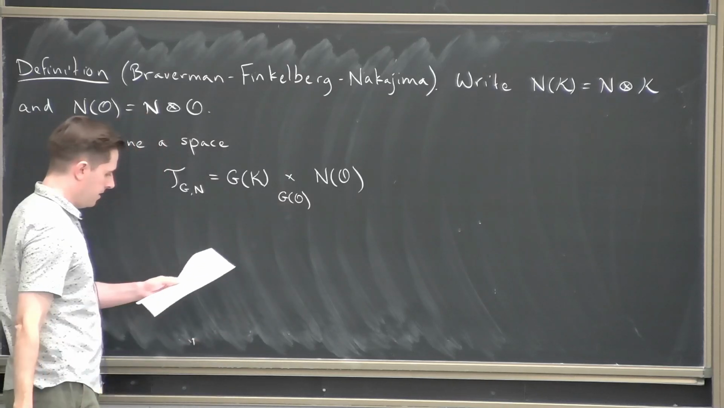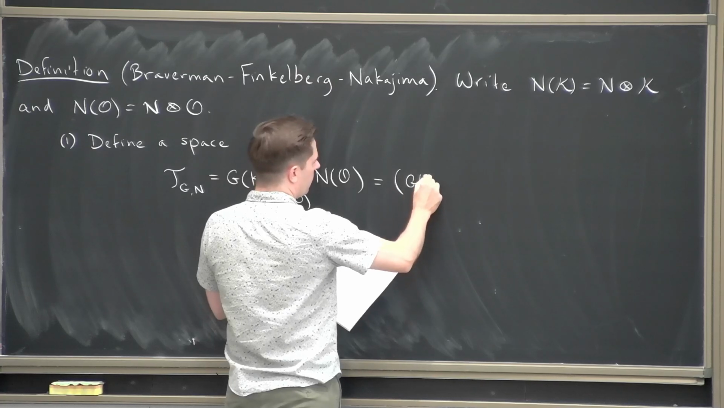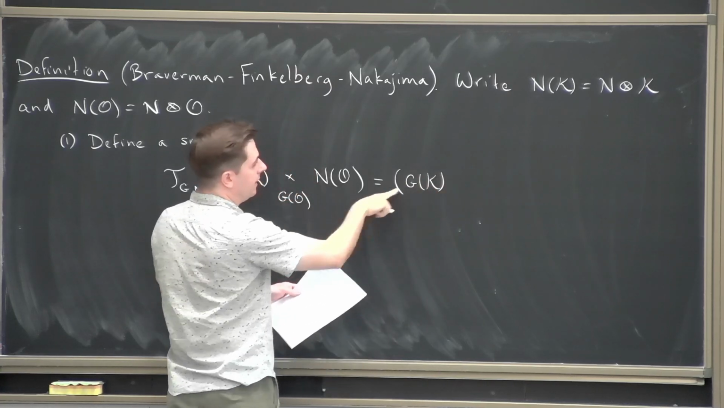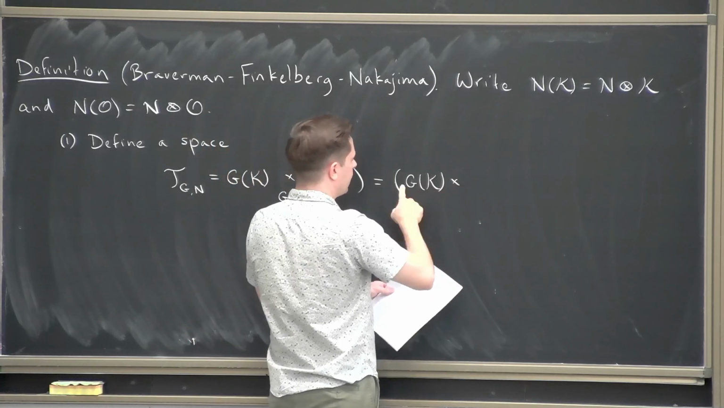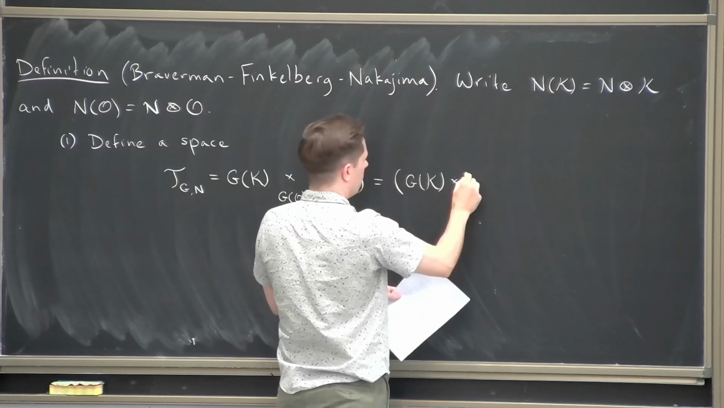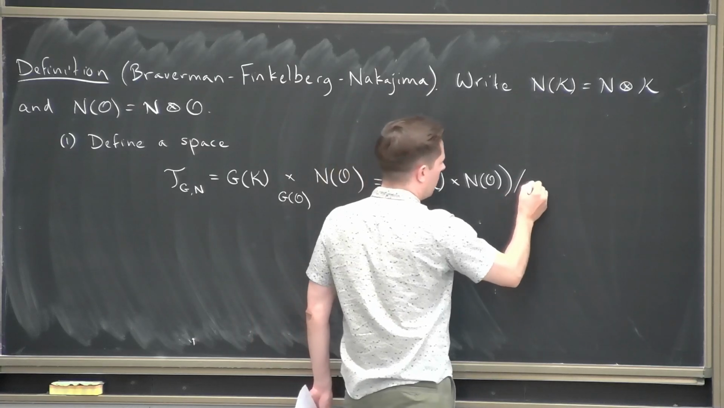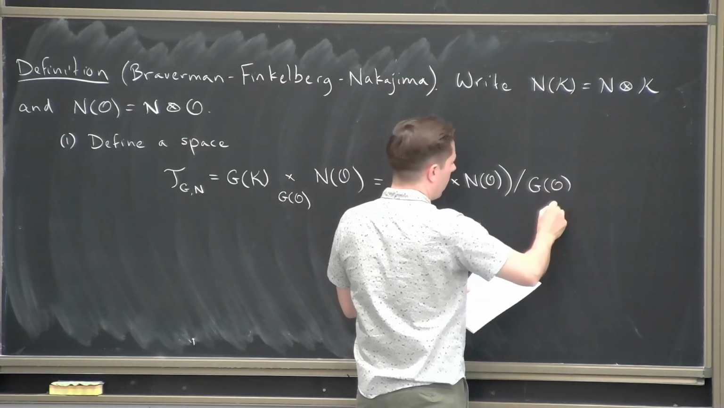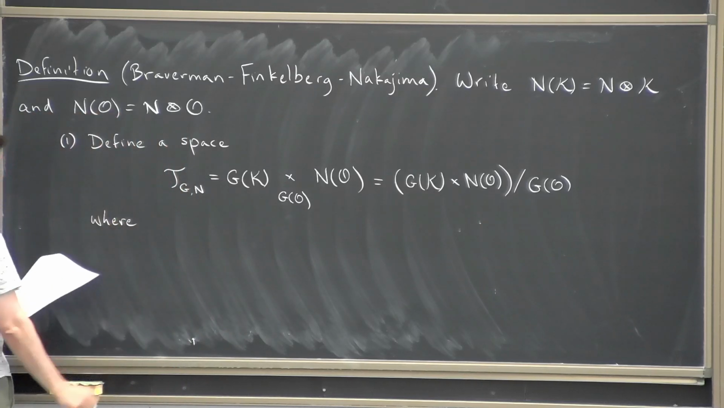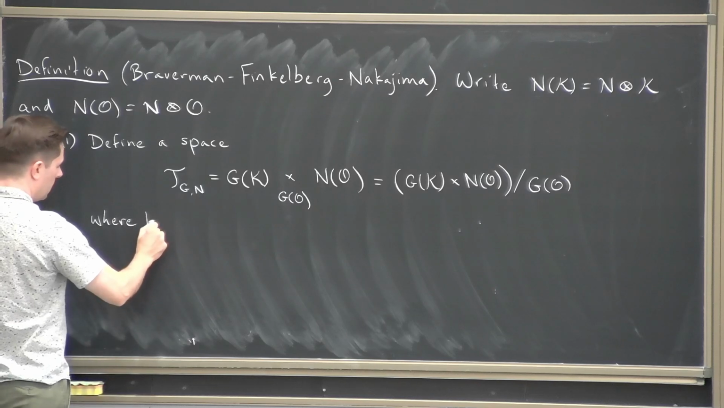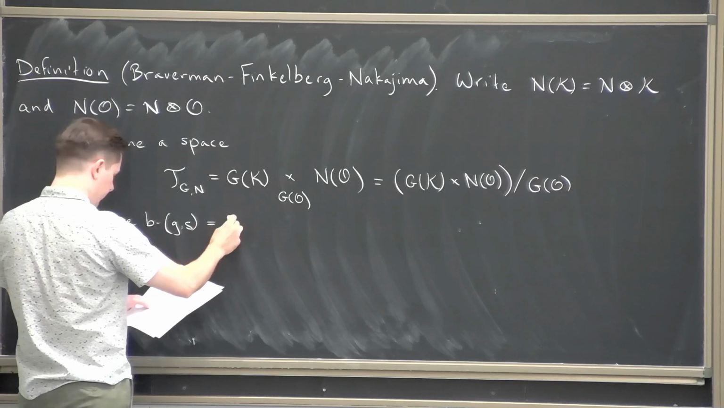So what do I mean by this? I mean, let's take the product first of the K points of G. So G is an algebraic group. We can make sense of its K points. We take the product with this space N(O), and then we quotient by an action of O points of G. And the action is given as follows. An element b acts on a pair (g, s) by this formula.